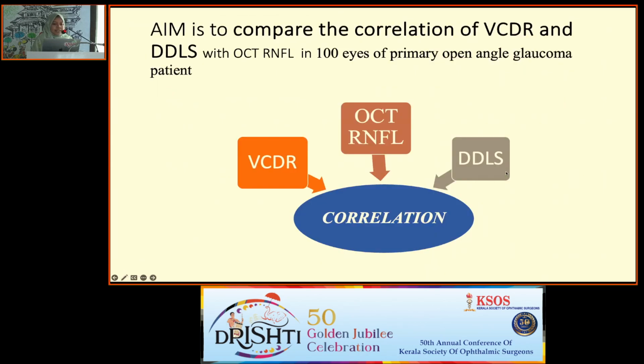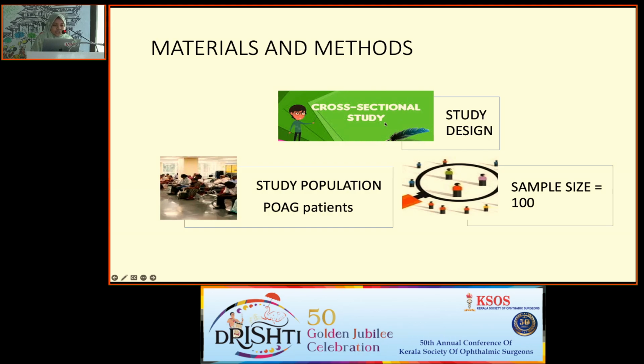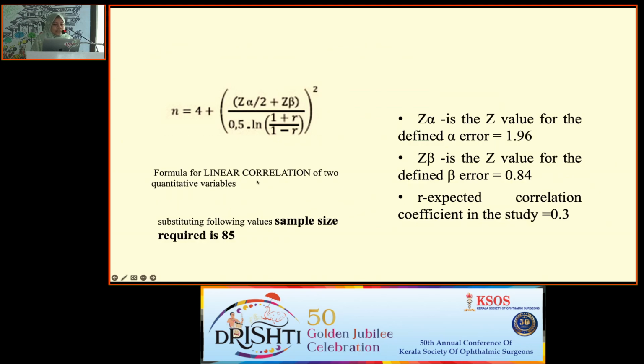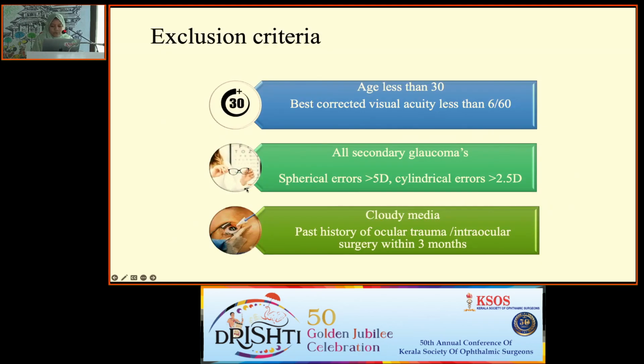The aim of our study is to compare the correlation of vertical cup disc ratio and disc damage likelihood scale with OCT RNFL in 100 eyes of primary open angle glaucoma patients. This is a cross-sectional study conducted in a tertiary care center in North Kerala. The study population included all newly diagnosed and follow-up cases of primary open angle glaucoma patients who met our eligibility criteria, and sample size was taken as 100 from the formula for linear correlation of two quantitative variables. Exclusion criteria were the following.